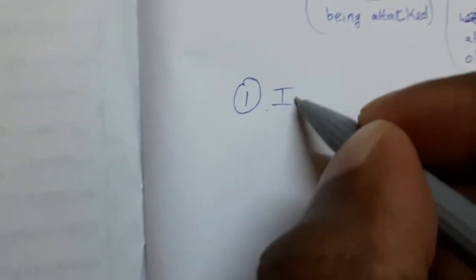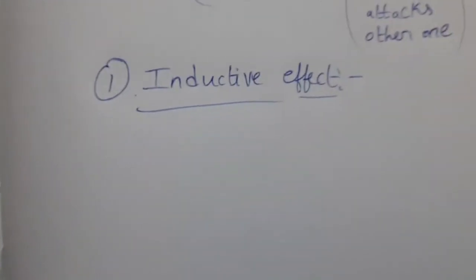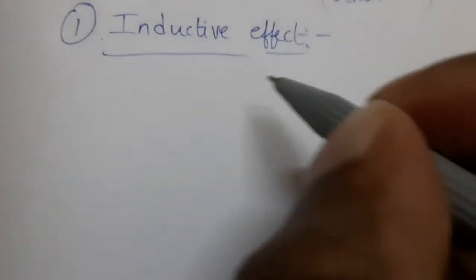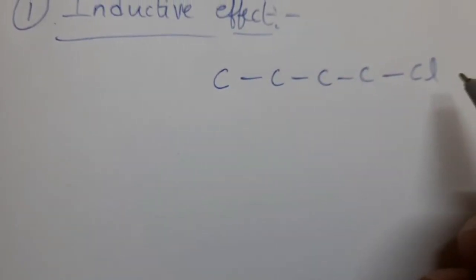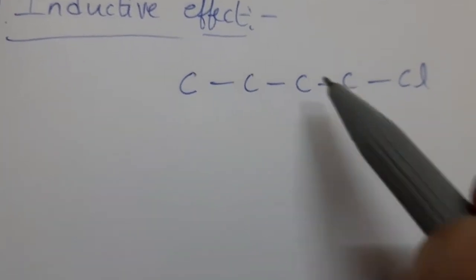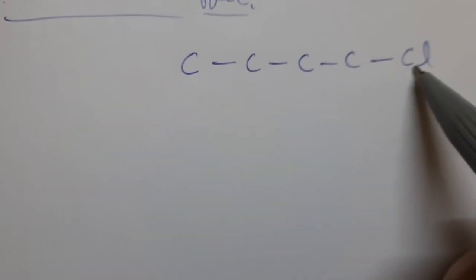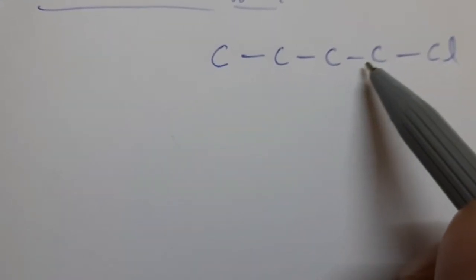First one is the inductive effect. See this. A carbon chain containing a halogen at one end. A carbon chain having chlorine at one end. Between carbon and chlorine, a covalent bond is there. Between these carbon atoms also, a covalent bond is present.